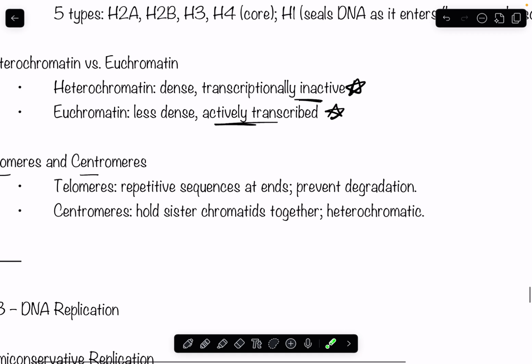And then your centromeres are going to be the middle of your chromosome. So you have your two sister chromatids, and then in the middle would be your centromere, bringing them together.